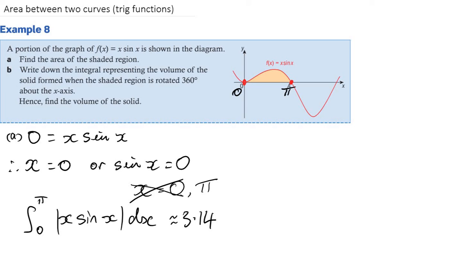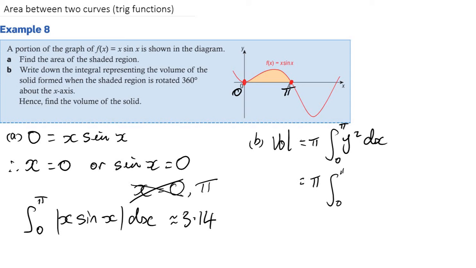For the volume of revolution, remember that volume is equal to pi times the integral of y squared dx between the bounds. In this case, the bounds are 0 and pi. So it's pi times the integral of x sine x dx. Make sure you square the function.